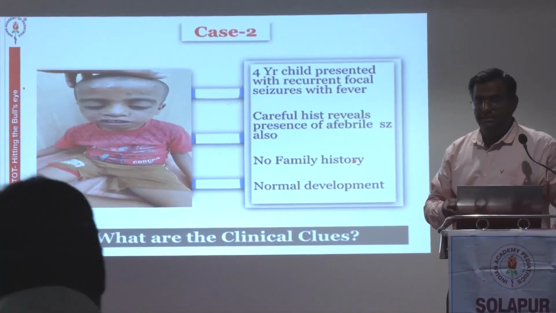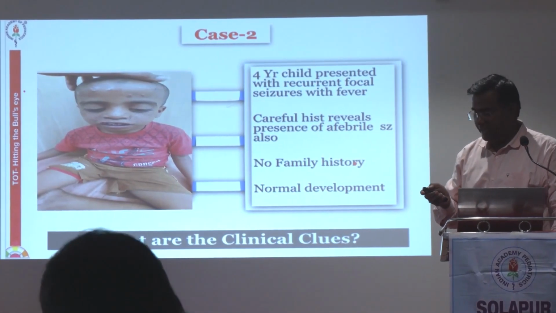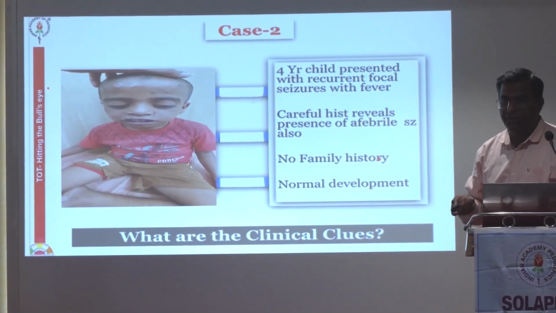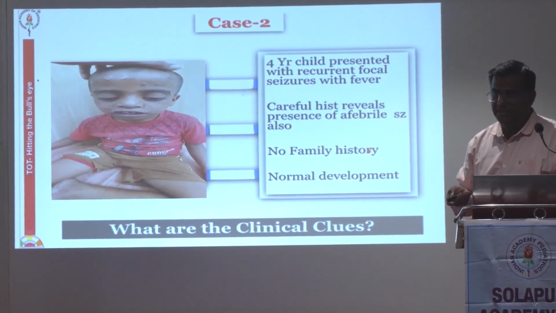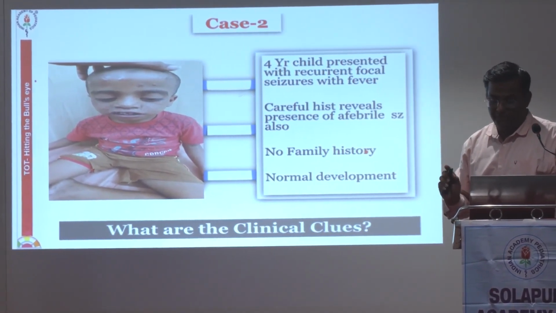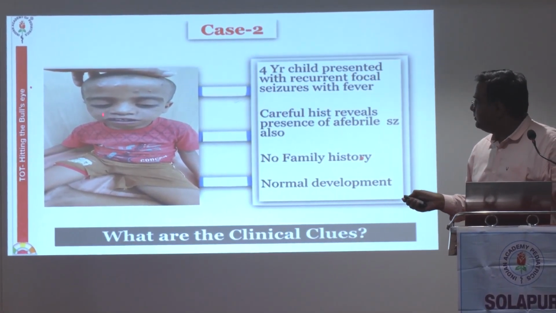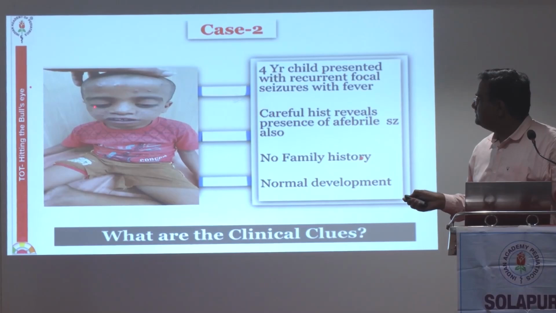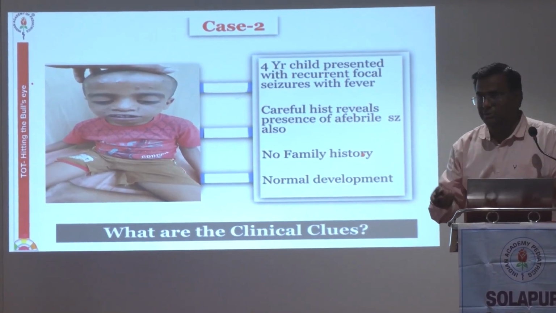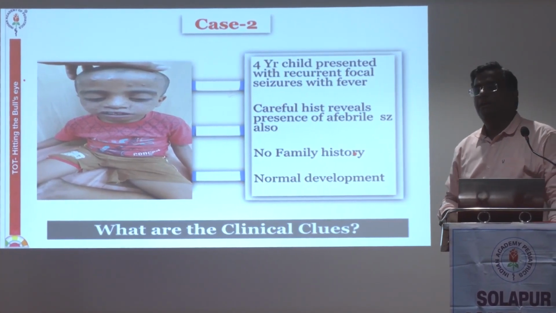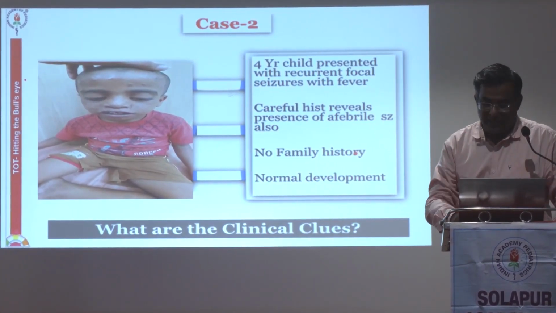So next, just try to identify the clinical picture and identify the sign. He is a 4 year old male child presented with recurrent focal seizures, both febrile as well as afebrile. Family history not significant. Development is normal. The sign is on the face. What are these? Yes, that is the diagnosis. What is this sign? Yes, sir, it is angiofibromas.